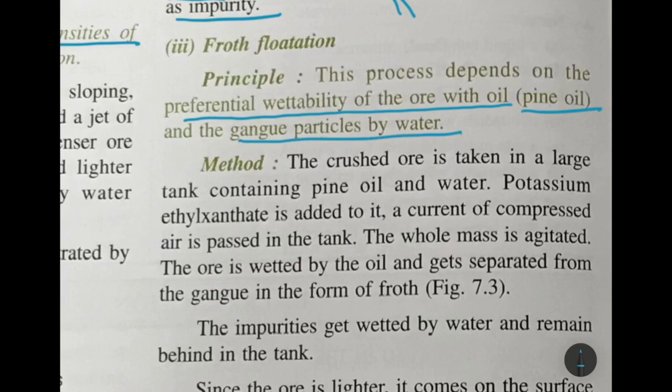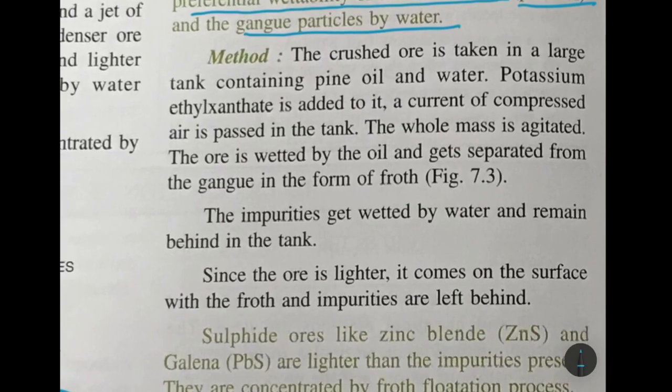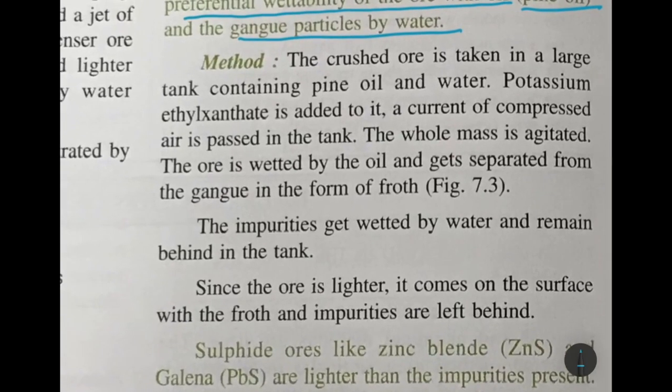So the ore is getting wetted by oil and the gangue is getting wetted by water. The crushed ore is taken in a large tank containing pine oil and water, and then potassium ethyl xanthate is added to it. Then a current of compressed air is passed into the tank.